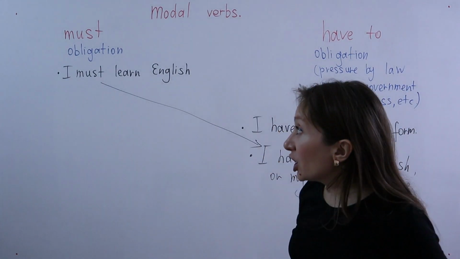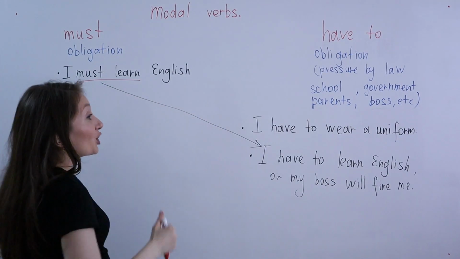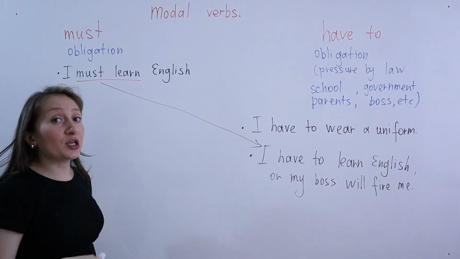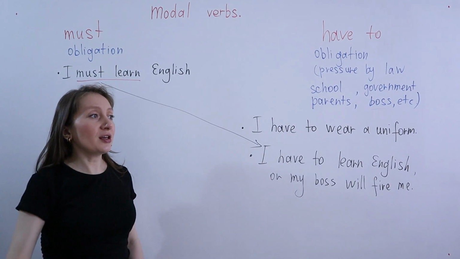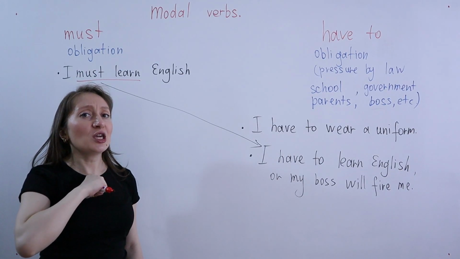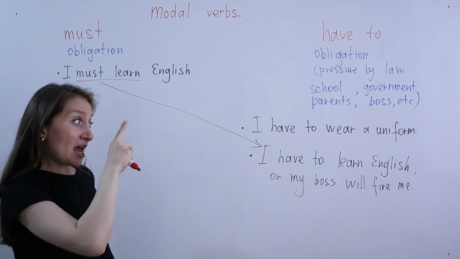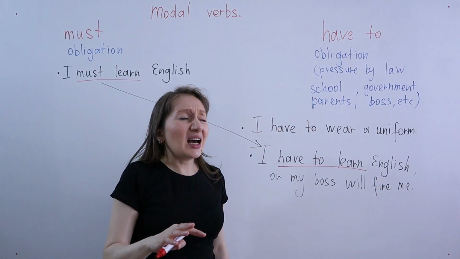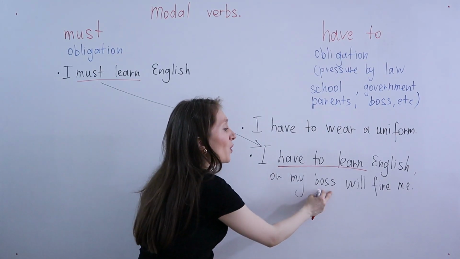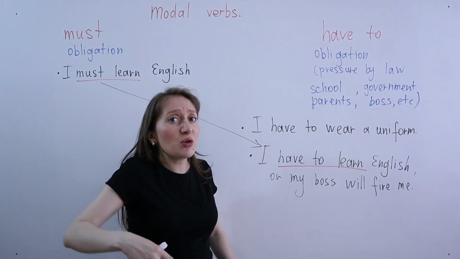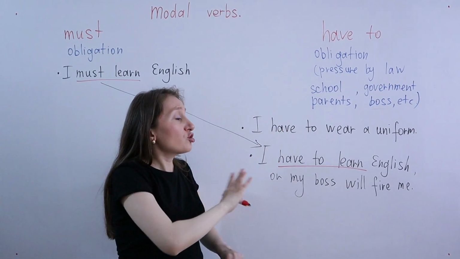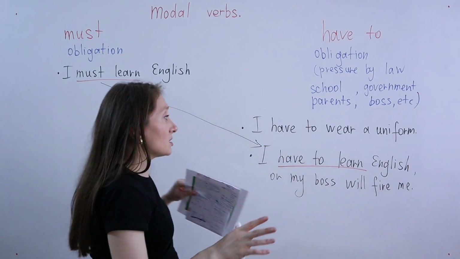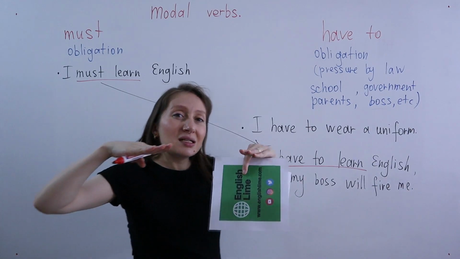So what does it mean? Here you say, I must learn. I want it. It's my decision. I must learn English because I want to travel. I want to speak English. So it's my decision, my choice. I want it, right? And here, I have to learn English. Like, I don't want it so much. My boss wants it. If I don't do it, he will fire me. So it's not my choice, not my decision. In some situations, I have to and I must, very similar.